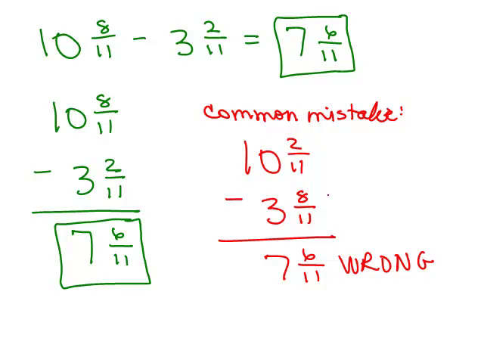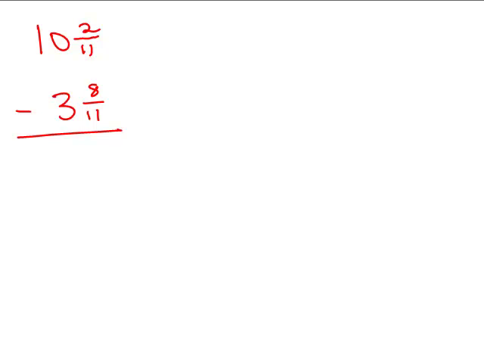So let's work on how we could do 10 and 2/11 minus 3 and 8/11. We could do it the same way we did it earlier in the video by changing them both to improper fractions. So let's do that. That's one way. 11 times 10 is 110 plus 2.